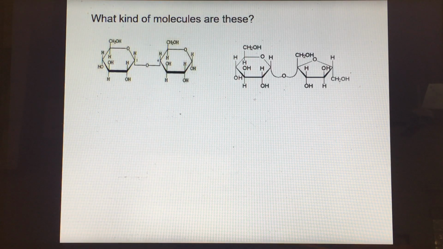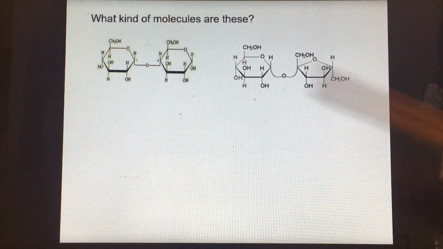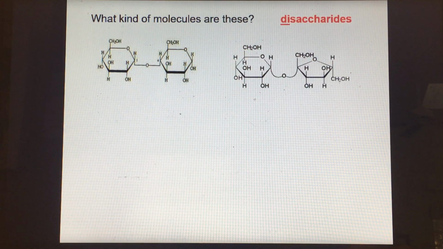So what kinds of molecules are these? Well, we know they're dimers because there's 2 rings. We know they're disaccharides because there is a 2-to-1 ratio of hydrogen to oxygen. So if you hear the term carbohydrate, it tells you it's carbon with the same ratio of hydrogen to oxygen as water. Hence, if you add water to something, you're hydrating it.